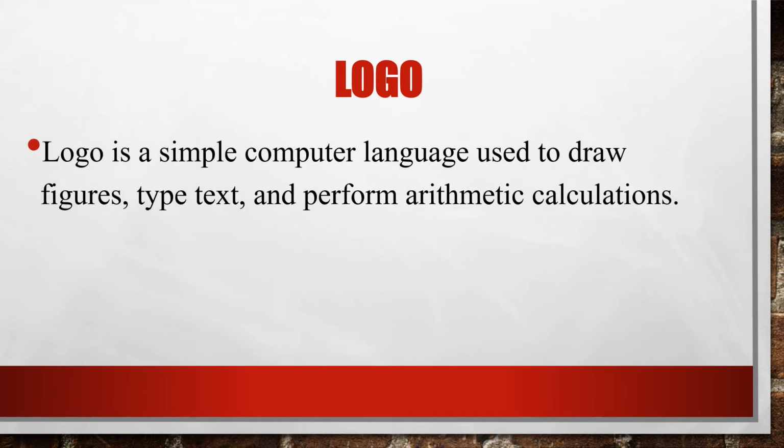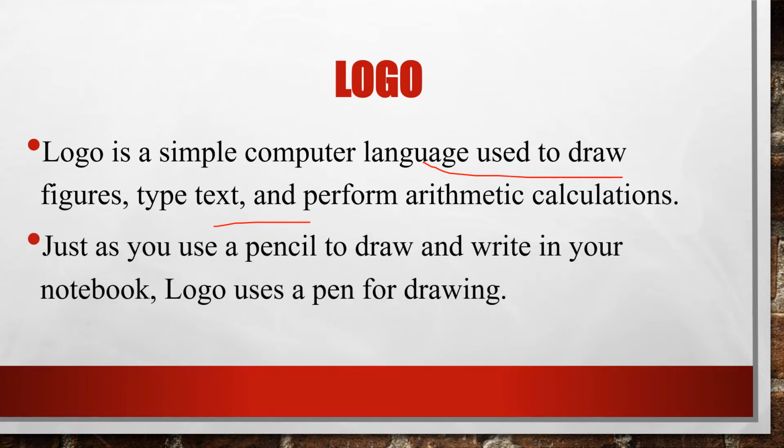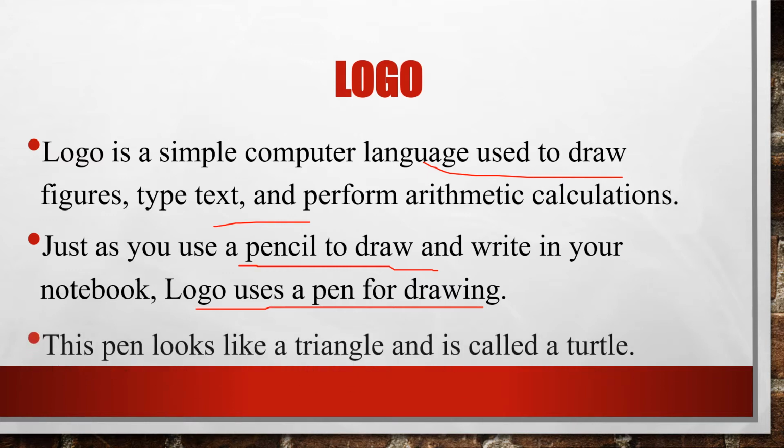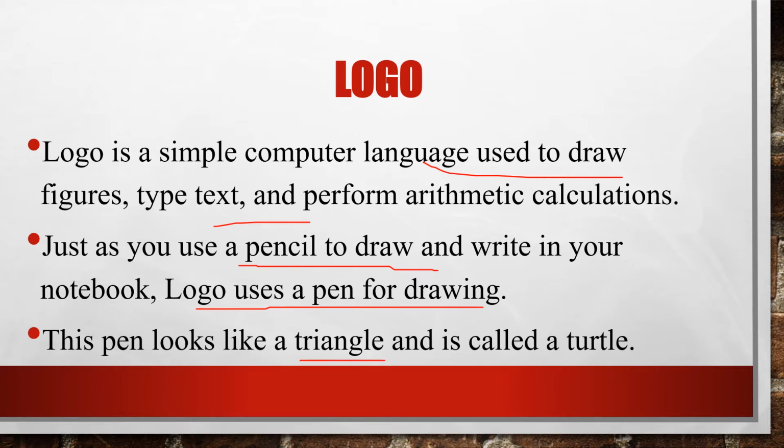Okay, so it's a simple computer language that is used to draw figures, type text and perform arithmetic calculations. In the previous class we have learned about drawing some shapes, right? So we have learned using Logo, and we can type text and we can perform some arithmetic calculations as well, using this Logo. Just as you use a pencil to draw and write in your notebook, Logo uses a pen for drawing. So to draw the shapes and figures, it will use a pen. Okay, and this pen looks like a triangle, and this is called turtle. So in Logo, there's a pen which is triangular in shape, that is called a turtle.